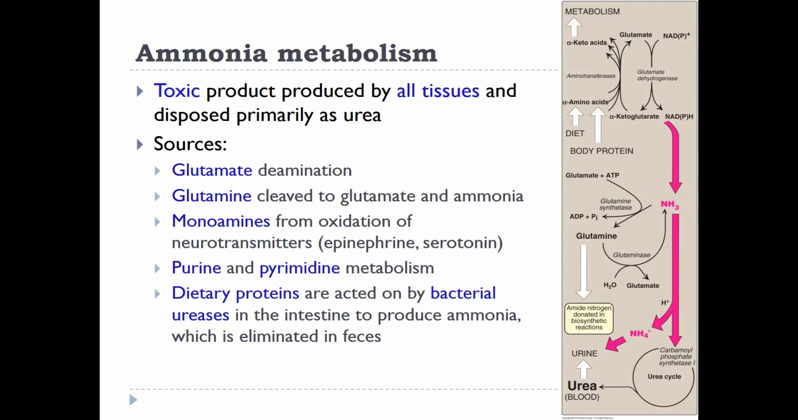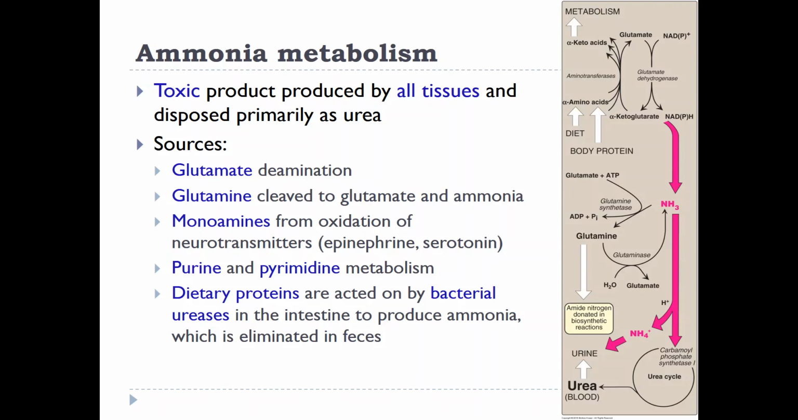Another source of ammonia comes from the oxidation of neurotransmitters such as epinephrine and serotonin in the form of monoamines. You have probably heard of monoamine oxidase inhibitors, which are first-class antidepressants. Also, ammonia originates in the catabolism of purines and pyrimidines.